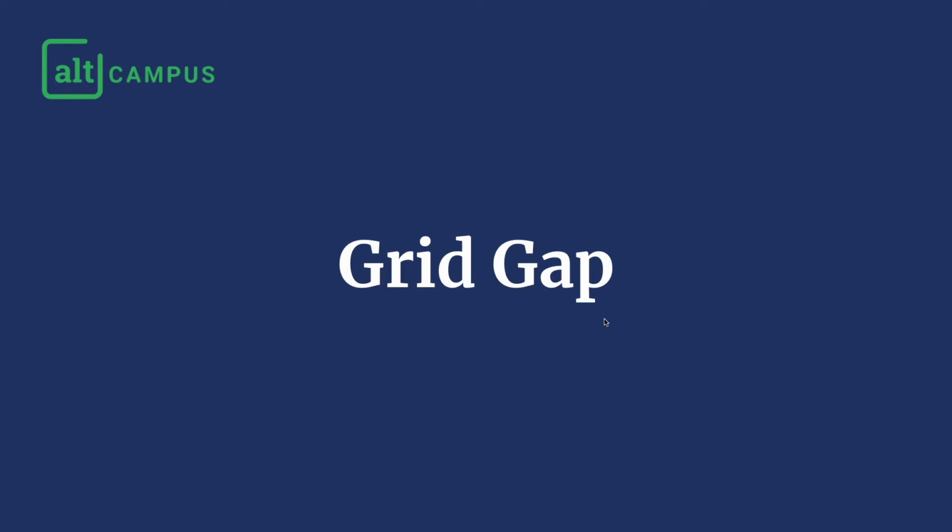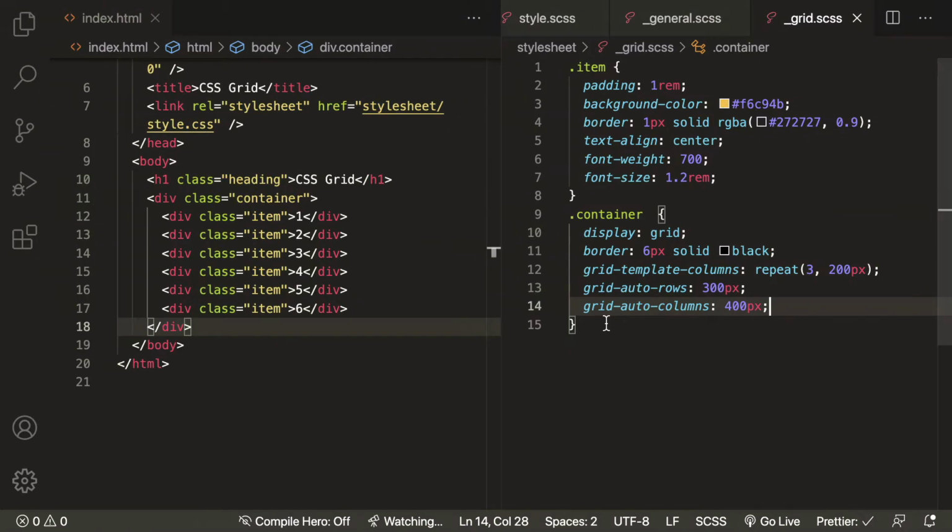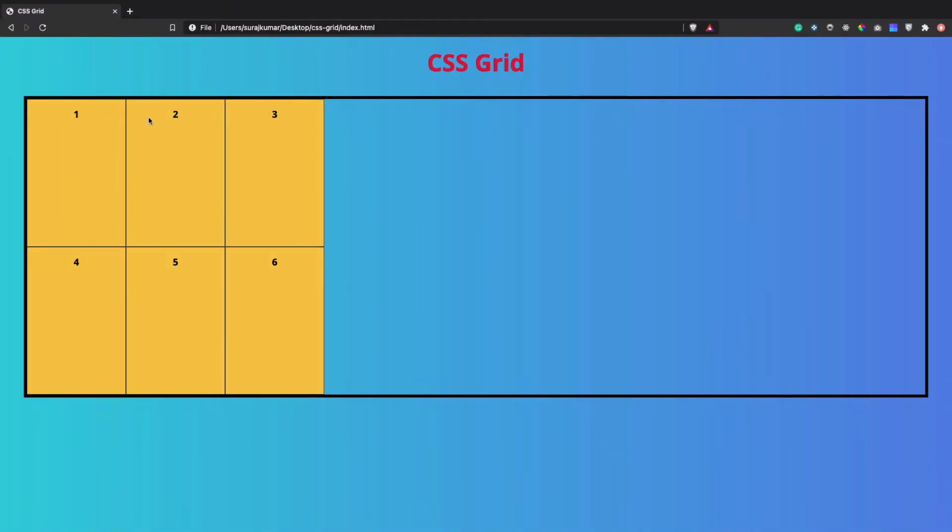Alright guys, now let's talk about grid gap. Simply, the grid gap provides the space between the columns and rows. The grid gap specifies the size of the grid lines, actually. So whatever the lines we see in between the columns and rows, this is the line.